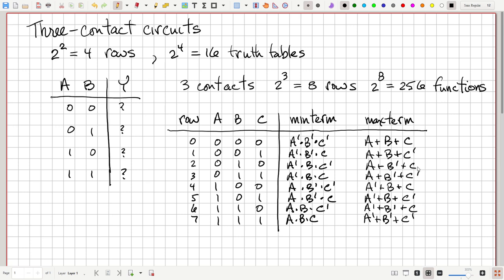So with the max term approach, we have a product of sums. We go through and we find all of the rows in the truth table for which the logic function is 0, and for each of those rows, we write a factor of these max terms. So with the max term approach, with the product of sums, we're explicitly identifying the rows that are 0. With the min terms, where we have a sum of products, we're explicitly identifying the rows where y is equal to 1.